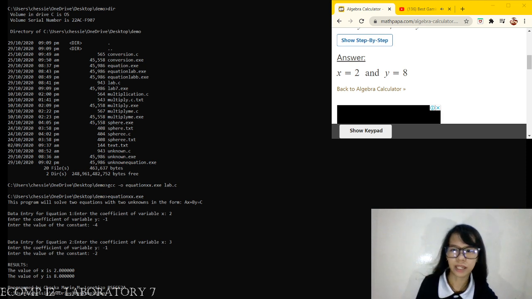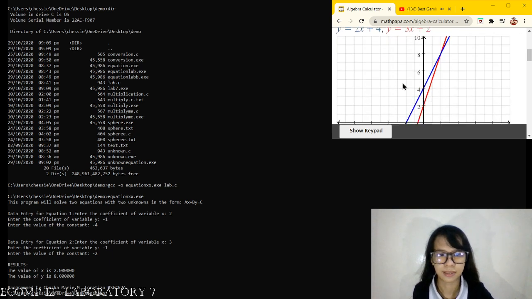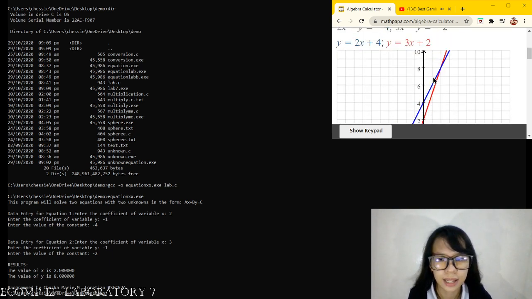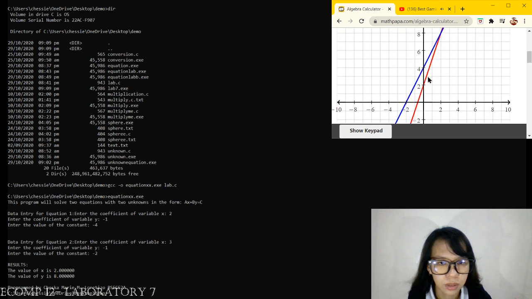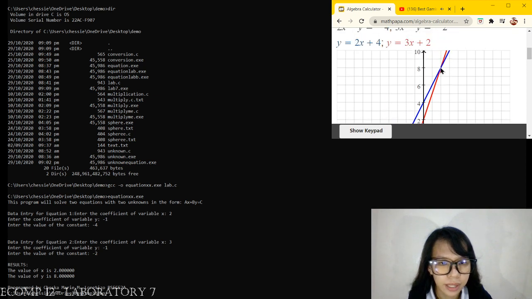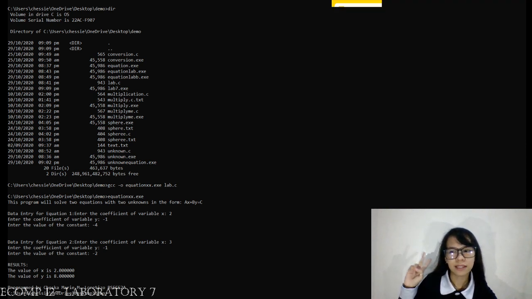And now let's check it through the graph. Yes, as you can see, it's 2 and 8. The two lines intersect at 2 and 8. Our example A is now correct, and now we are going to proceed to example B.